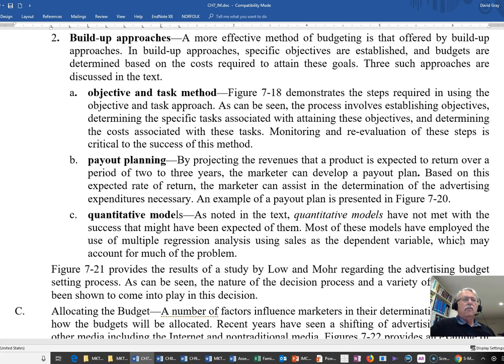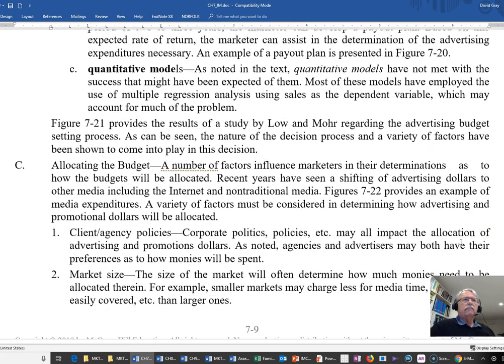but these are not all that successful and it also depends on the kind of industry in which you're in. If you're in a relatively stable industry and demand doesn't change that much, quantitative models are okay. But if you're in an industry affected by uncertainty, wild fluctuations in sales, quantitative models can be quite difficult.